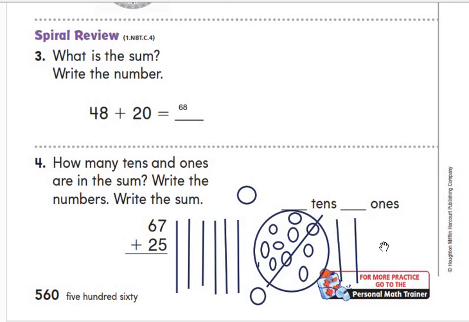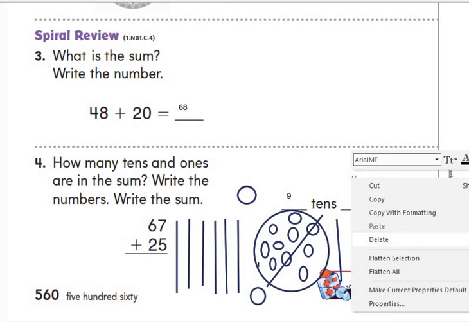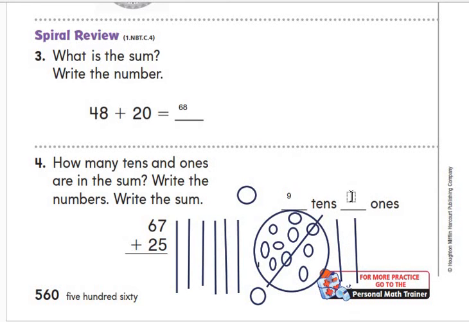So again, let's count. 1, 2, 3, 4, 5, 6, 7, 8, and 9. So how many tens now? 9 tens. How many ones? Out of this big circle, 2. So the answer will be 2 ones and 9 tens. So 9 in the tens, put it here, 2 in the ones. Okay, this is the way that we solve this kind of questions. Okay, thank you.